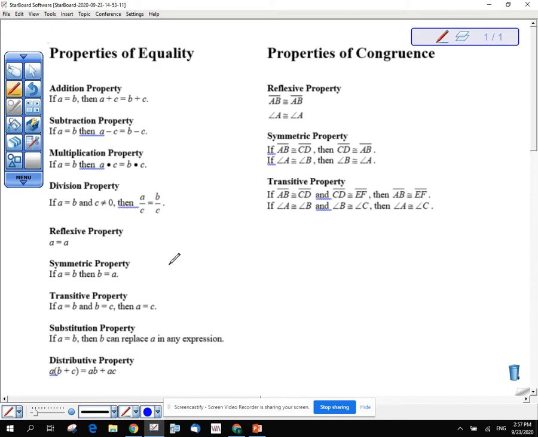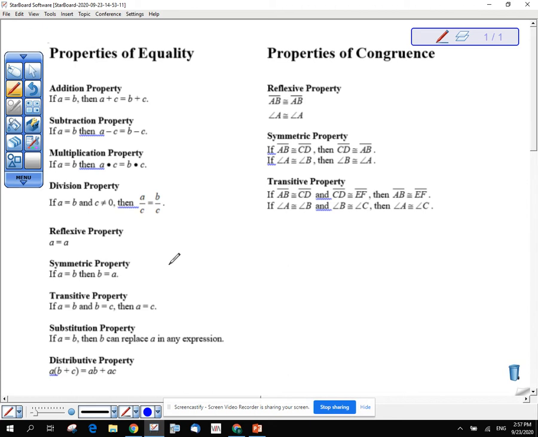If I brought 3 people up in front of the class and they were all the same height, person number 1 is as tall as person number 2, person number 2 is the same height as person number 3, we could conclude that person number 1 is the same height as person number 3. Okay, that's the transitive property.